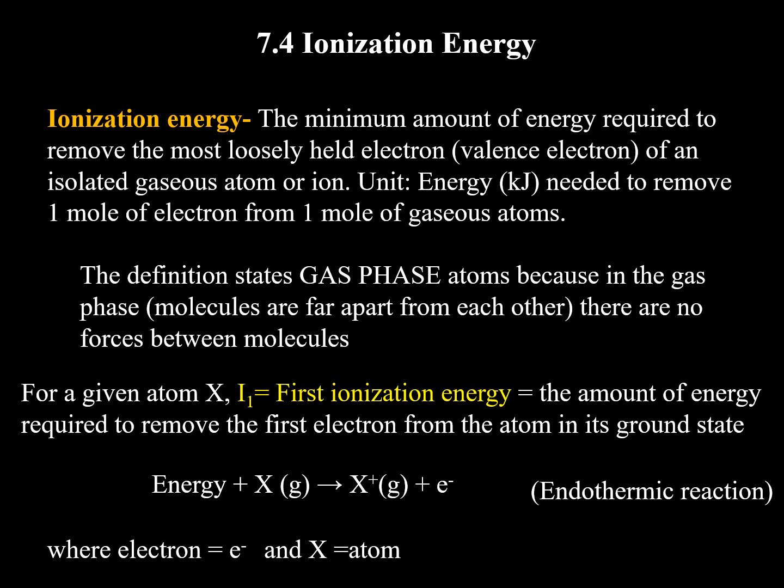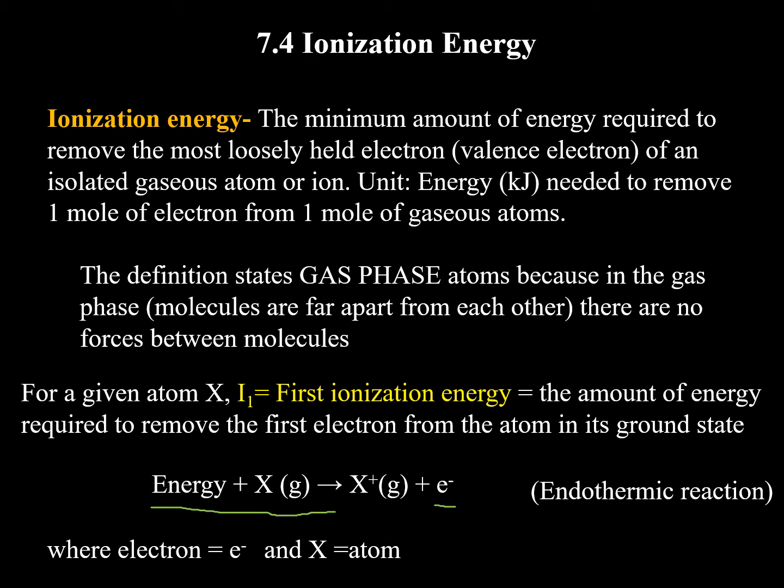Another property, ionization energy. It's the energy needed to be added to the atom to remove an electron, the valence electron. So this is the general equation. We have the energy added to an atom gives us the atom a plus charge state because it lost an electron, and the electron has left. So these are endothermic reactions because you need to add energy to the atom for it to lose an electron.